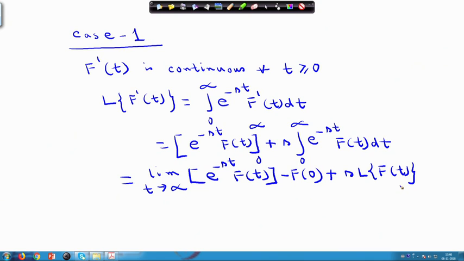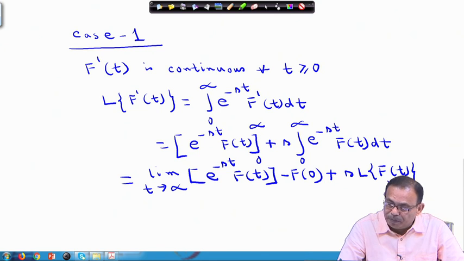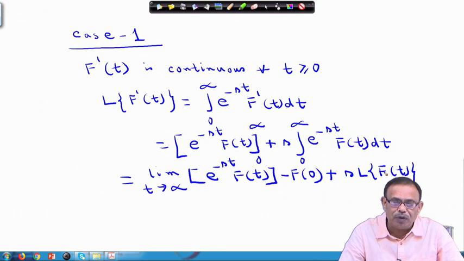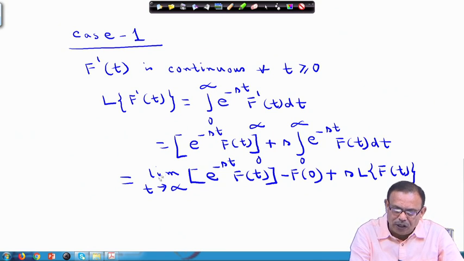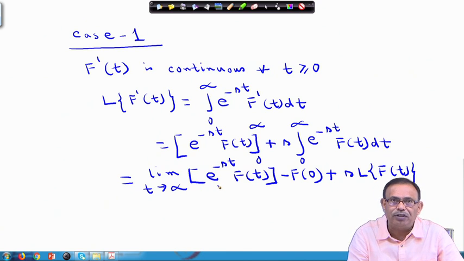Please note this thing, that whenever I am writing this, I know the f 0 has a finite value, and the Laplace transform of f t is known to us since it is continuous. So, we have to only check this part, limit t approaches infinity e power minus s t f t, whether this is finite or not. If the limiting value exists, then we can say that Laplace transform of f dash t exists and it will have some value.